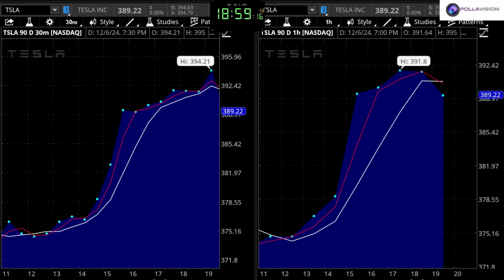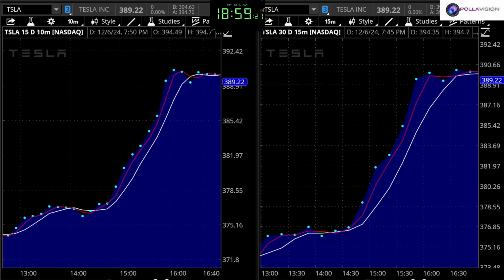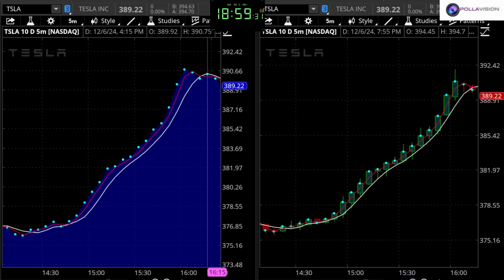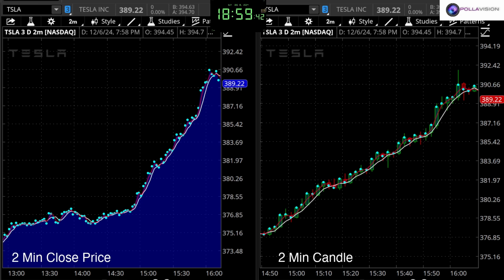All right, so here we have comparison of 2 charts. That's the 30 and the 60. They are consistent with each other. The 10 and the 15, they're doing the same thing. The 5 and the 5, this one on the right is candles, just for comparison, the 3 and the 2.